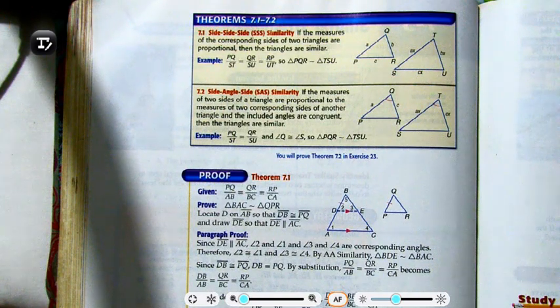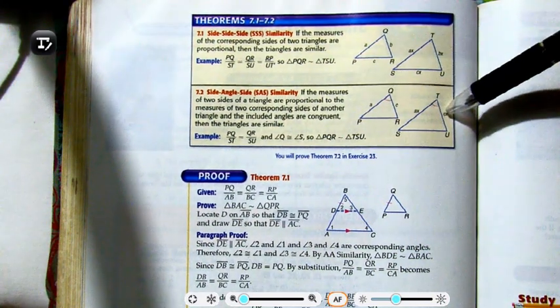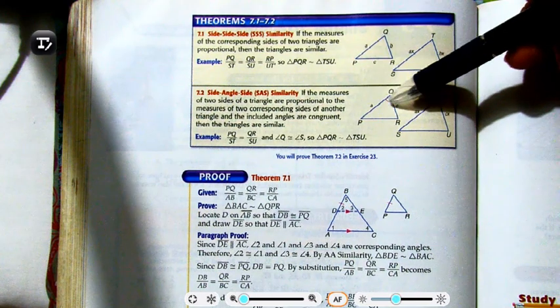The last shortcut is the SAS Similarity. If the measures of two sides of a triangle are proportional to the measures of two corresponding sides of another triangle, and the included angles are congruent, then the triangles are similar. So you're given two sides that have a measurement, and the included angle is the angle in between the sides with the given measurement.